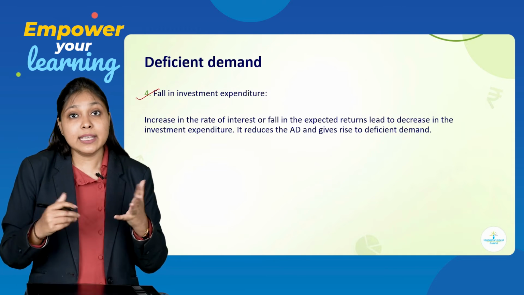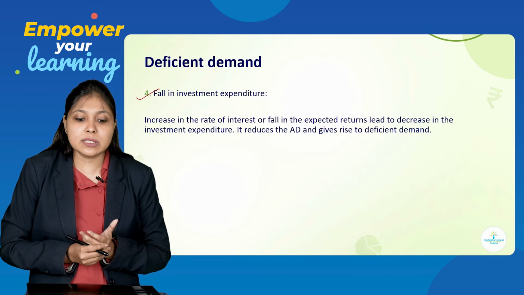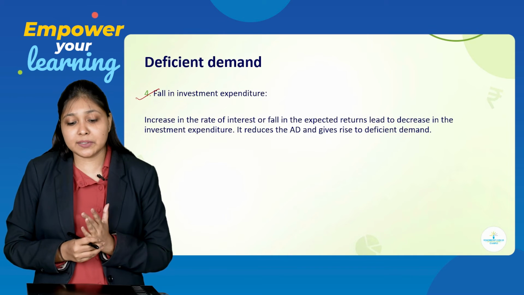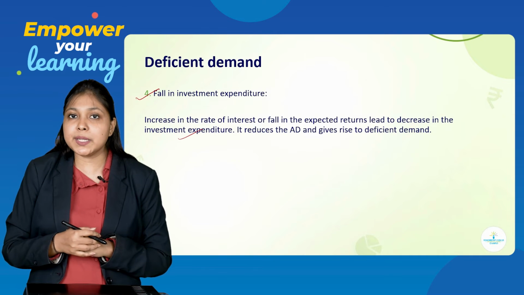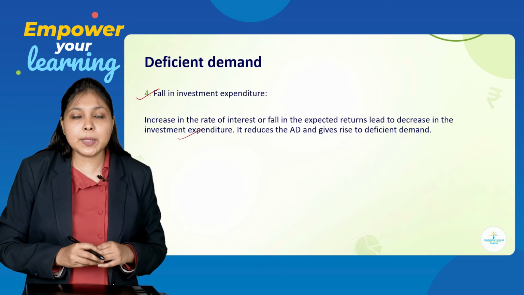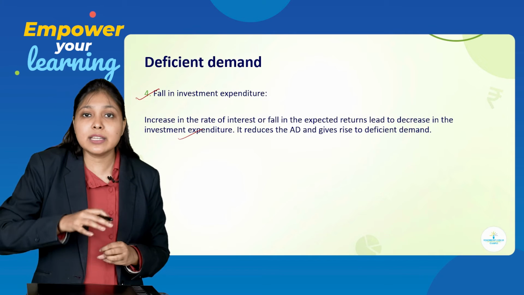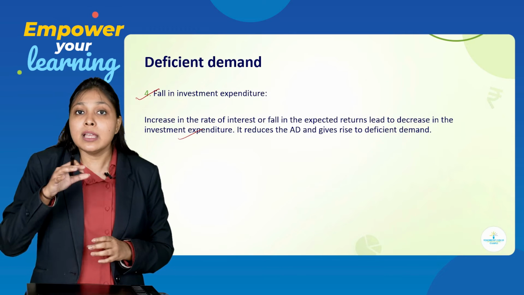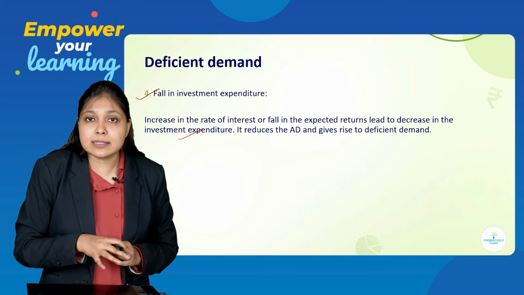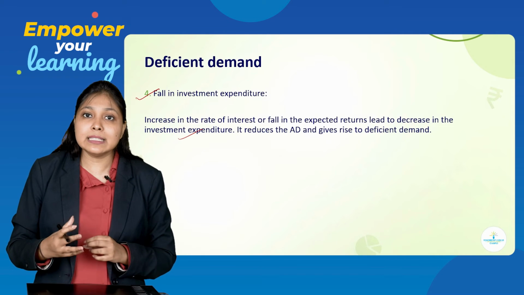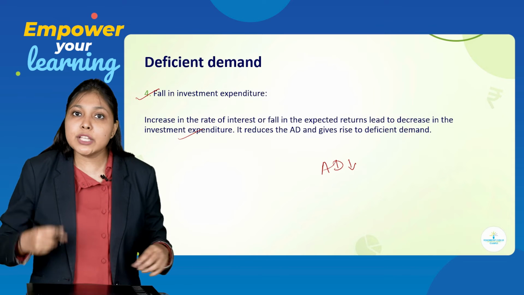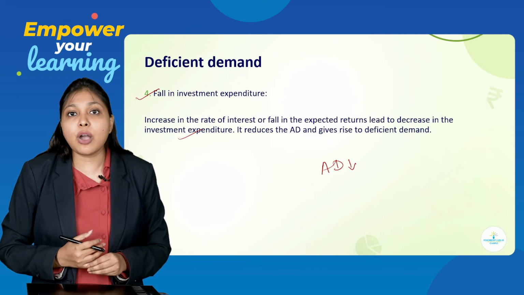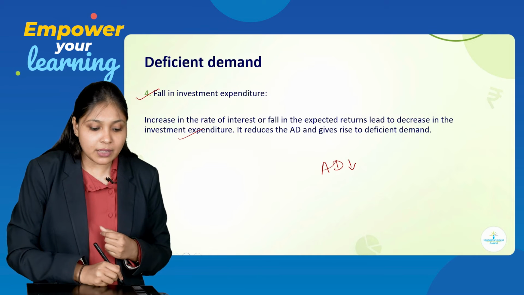Fall in investment expenditure. Now there is increase in rate of returns or fall in expected returns. This will again lead to decrease in investment expenditure. Lesser investment in the economy means lesser income is generated in the economy. Lesser the income, lesser the consumption, and hence this will again lead to decrease in aggregate demand, which will give rise to the situation of deficient demand.